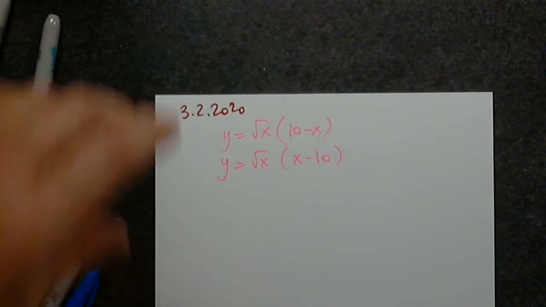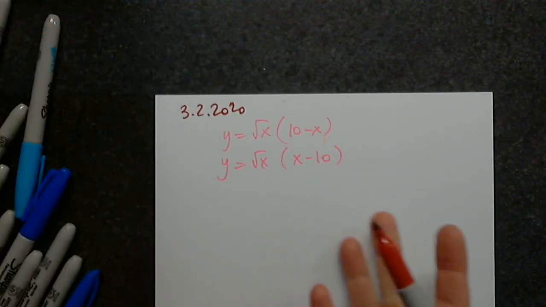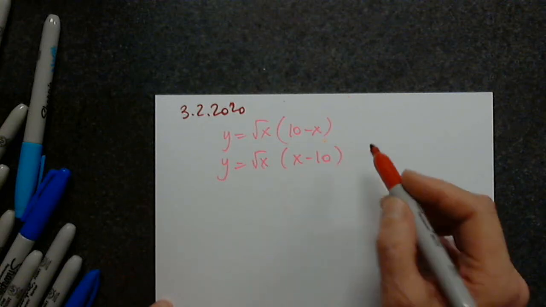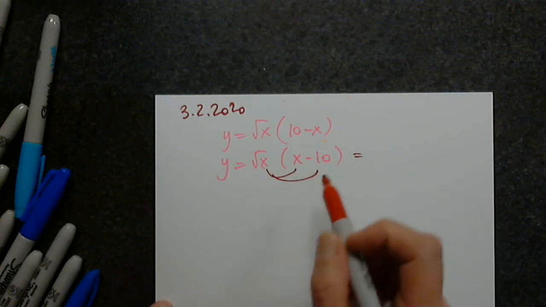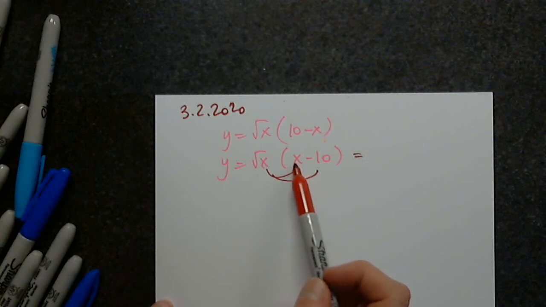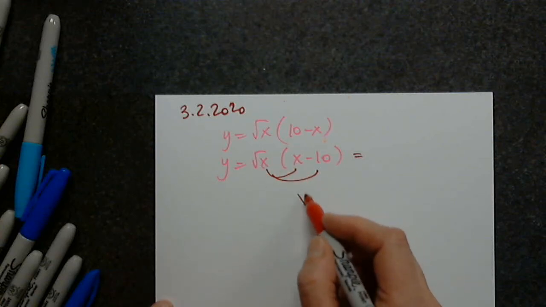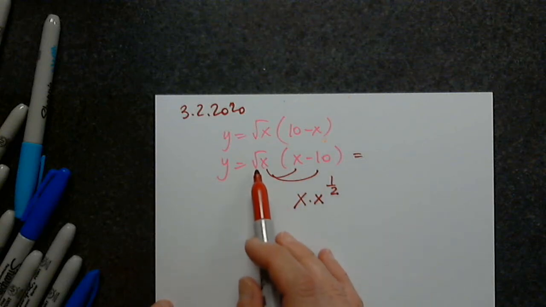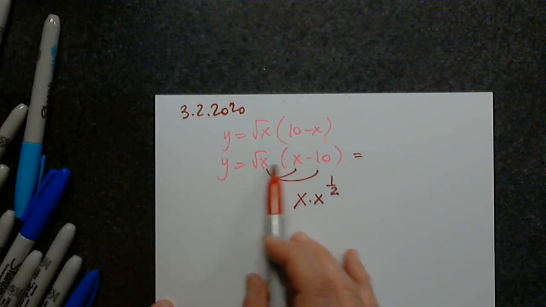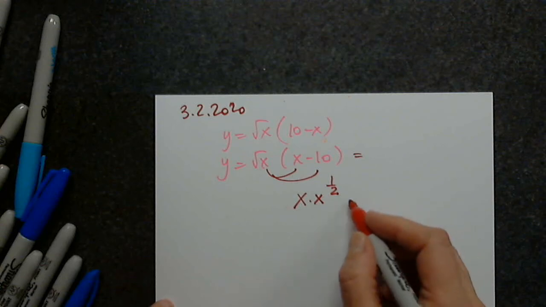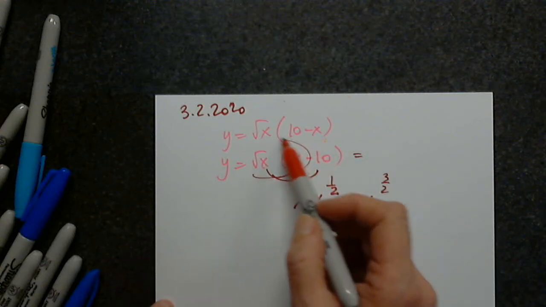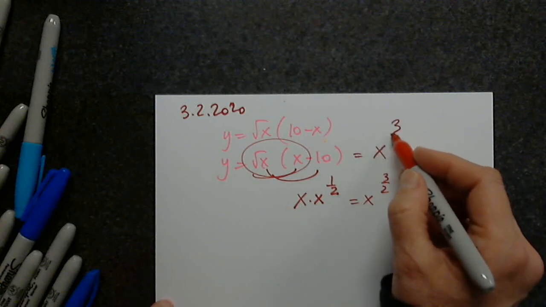So we're trying to differentiate. Here's what I would do. I would not use the product rule here. I will distribute. And remember, when I multiply x by the square root of x, I get x times x to 1/2, because that's what the square root of x is. And then 1/2 plus 1 is 3/2. So when I multiply these two, I get x to 3/2.